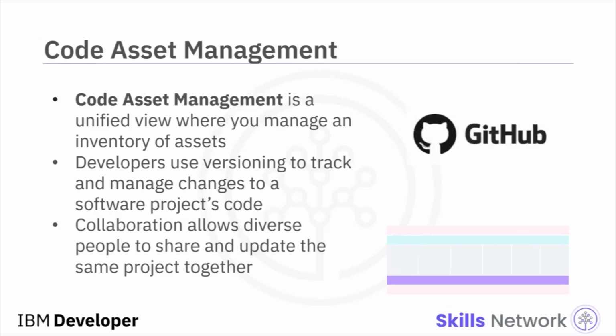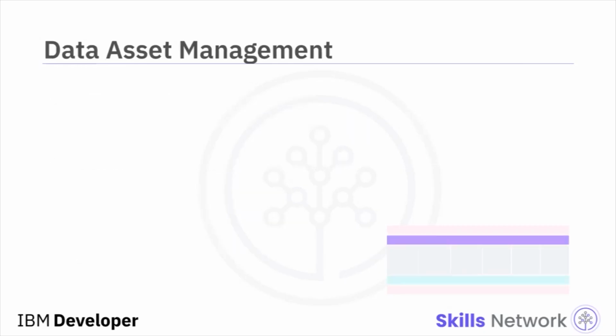GitHub is a good example of a code asset management platform. It is web-based and provides sharing, collaboration, and access control features. So, as a data scientist, you want to properly store and organize all your images, videos, text, and other data in a central location. You also want control over who can access, edit, and manage your data.